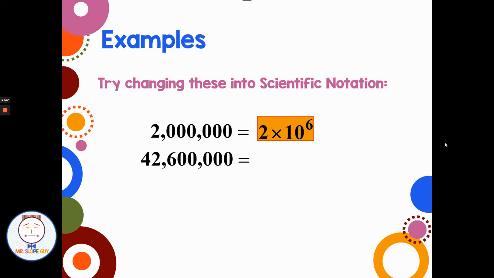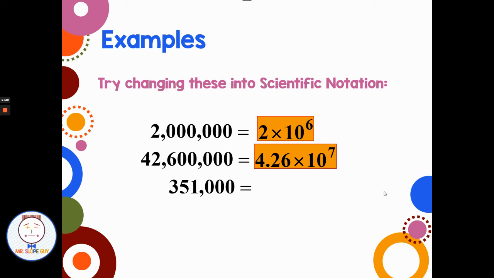And since it's a very large number, I'm going to have a positive exponent, so I have positive 6. Now let's look at 42,600,000. Where are we going to put the decimal? Well, the decimal is going to go right here between the 4 and the 2, which means it originally starts here. So 1, 2, 3, 4, 5, 6, 7 places. So 4.26 times 10 to the 7th.